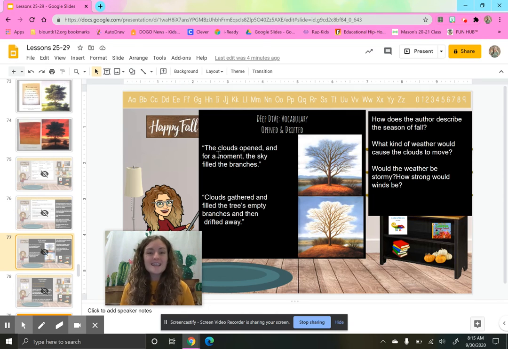All right, Smarties, as always, keep that growth mindset. Good learners do hard things and start looking outside to see what kind of signs you are seeing with the change of season to fall.